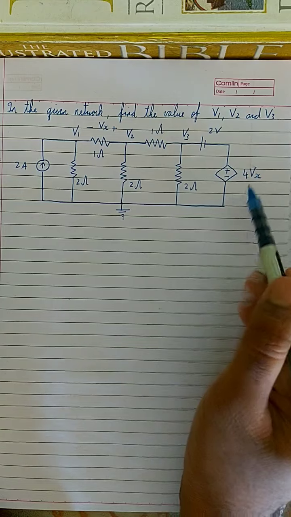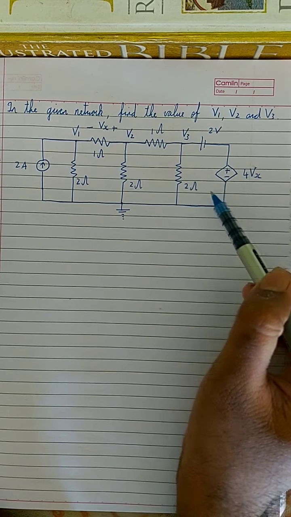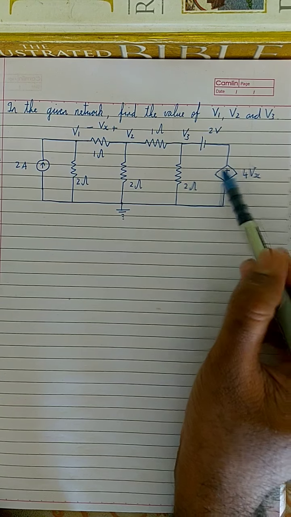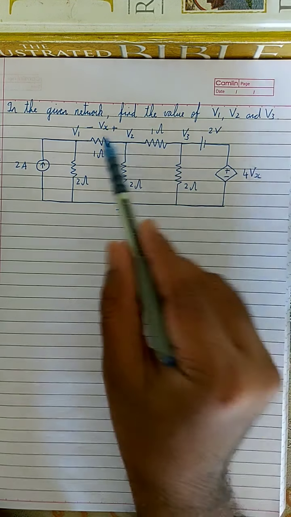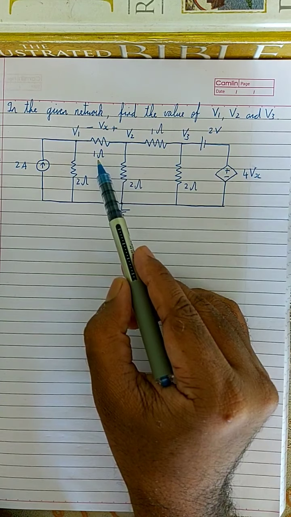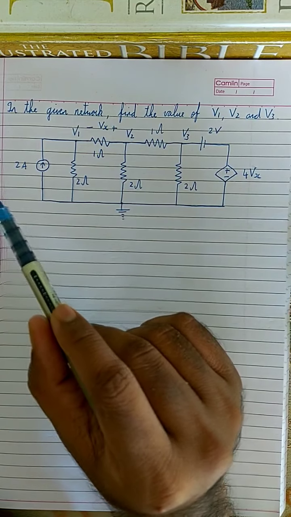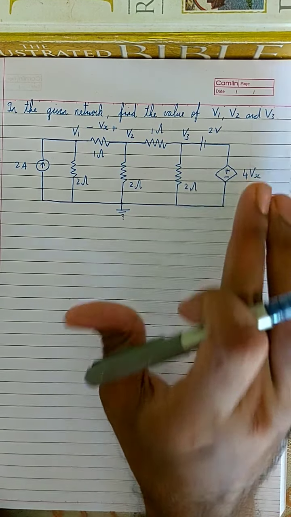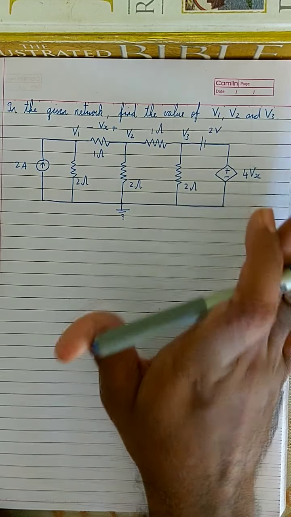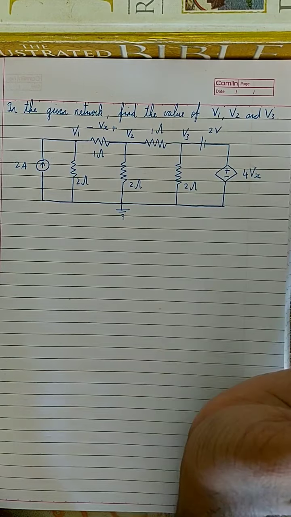Dependent source. What is the name of this? This is a voltage source, which means this is a voltage controlled voltage source. Okay, and the value of this voltage source is 4 Vx. So what is Vx? This is Vx. Vx is the voltage across the 1 ohm resistor. Okay. So like I said, even if there is a dependent source, you just have to consider it as a normal source. The only difference is that you need to express the equation of Vx.